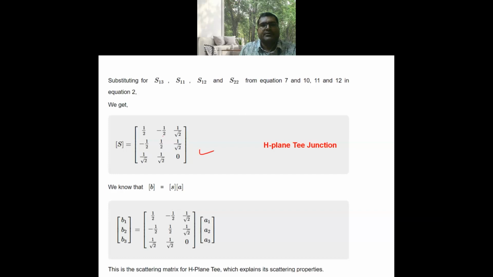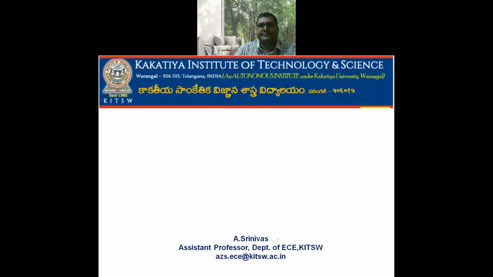That is, S matrix: 1 by 2, 1 by 2, 1 by root 2; 1 by 2, 1 by 2, minus 1 by root 2; 1 by root 2, minus 1 by root 2, 0. And in the form of incident and reflected powers, this can be written as B equal to S into A, which explains the scattering matrix property of H-plane T. Thank you. We will meet in the next lecture.